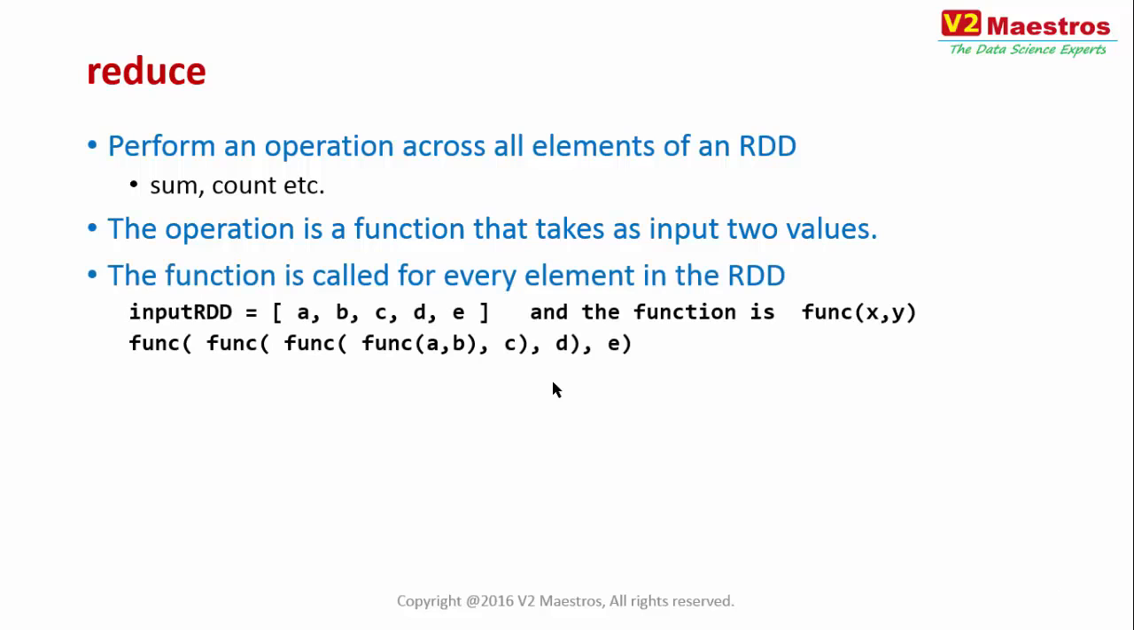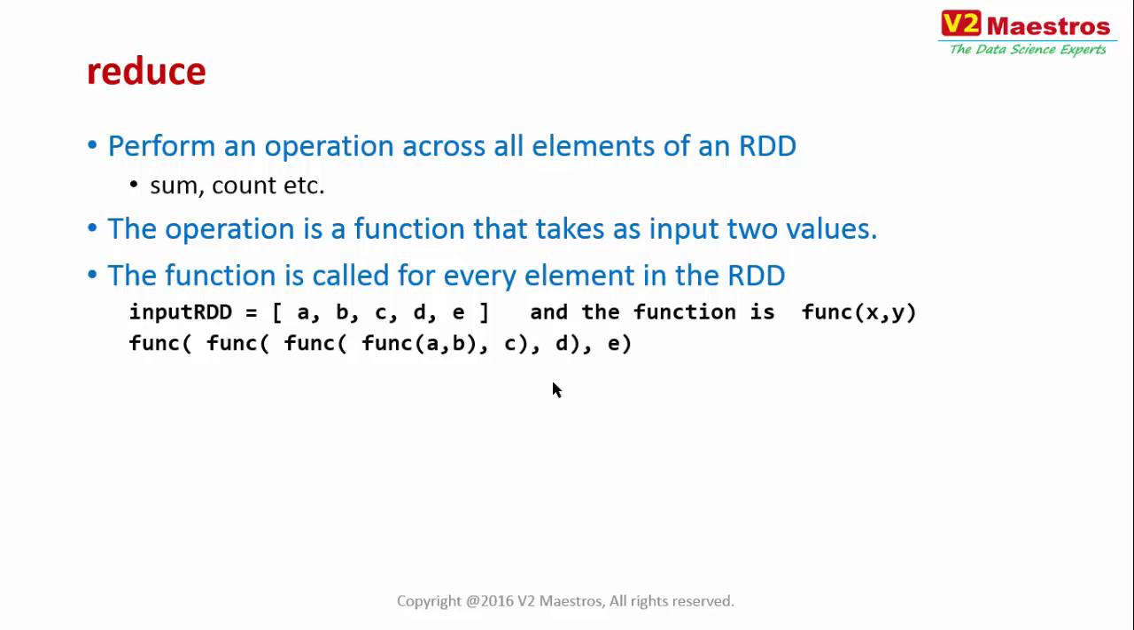So for example, let us say there is an input RDD with elements A, B, C, D, and E. And there is a function func of x comma y, a function that takes parameters x comma y, acts upon them, and produces a single element as its result.